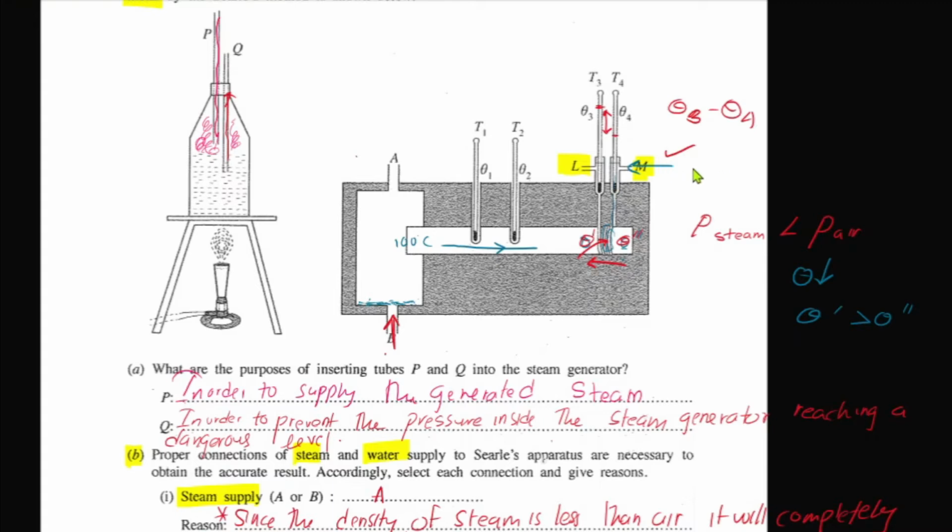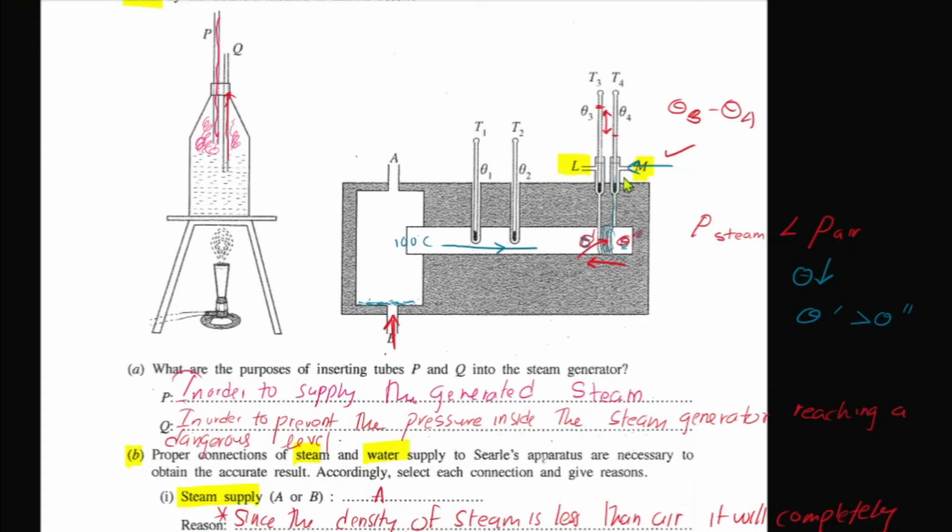And then also, only if you send the water from M to L, you can confirm that it will reach a steady state quickly, a steady temperature quickly. So those are the reasons. You can mention one out of the three reasons that I mentioned. The three reasons that I mentioned were positive reasons.